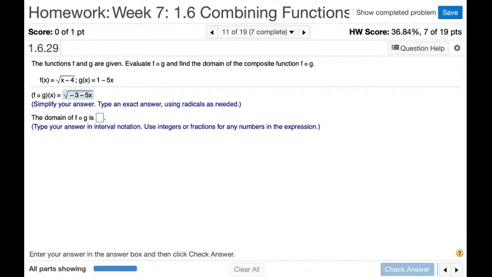So this is number 11. I got to reboot this.